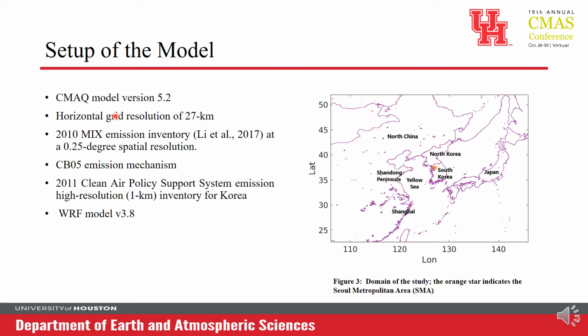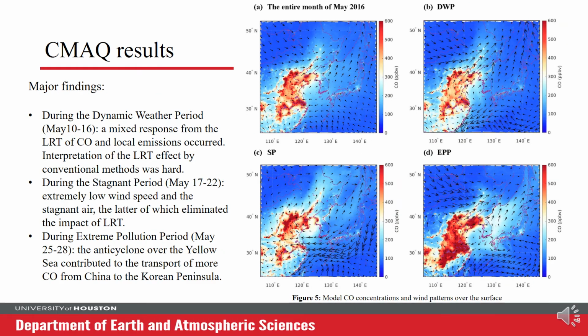We use CMAQ model version 5.2 with a horizontal grid of 27 kilometers. We use the 2010 MIX emission inventory and the CB5 chemical mechanism, and we use the 2011 CAPSS emissions over Korea. The meteorology is based on WRF model version 3.8. We conducted our simulations for May 2016, during the KORUS-AQ campaign.